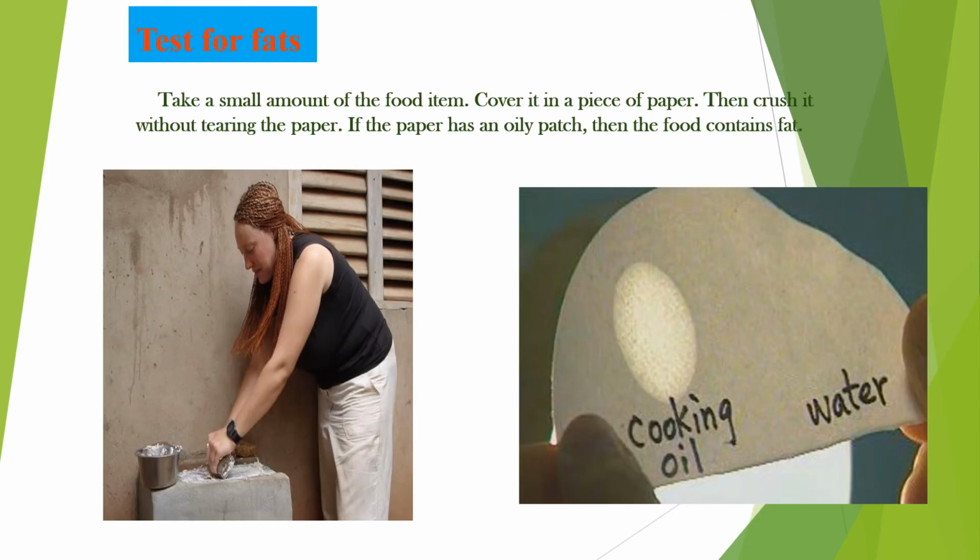The next test is for fats. Take some amount of food item which contains fats like groundnuts or a piece of fried chips or a piece of fried papad. Cover it with a piece of paper and crush it without tearing it or press it in between your fingers. If the paper has an oily patch, then the food contains fats.